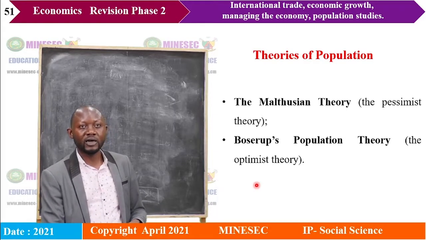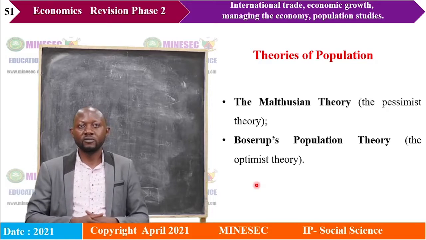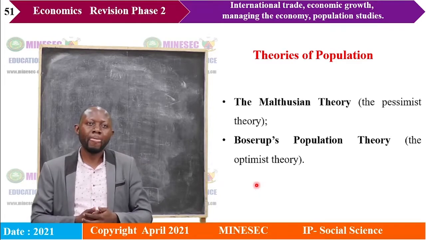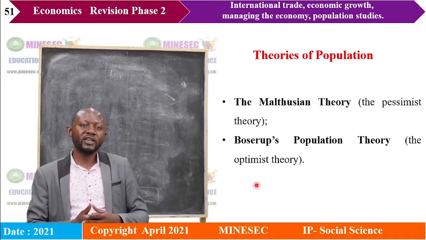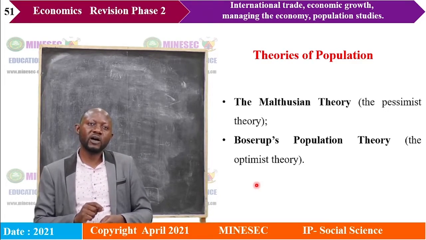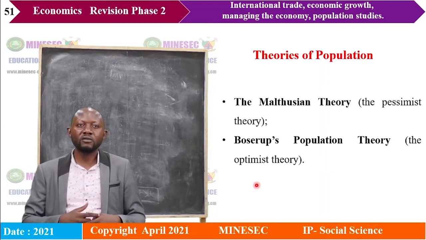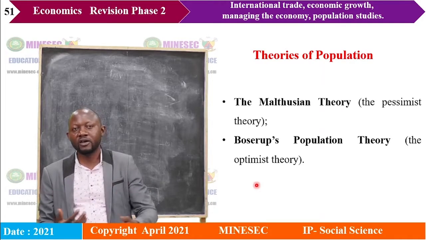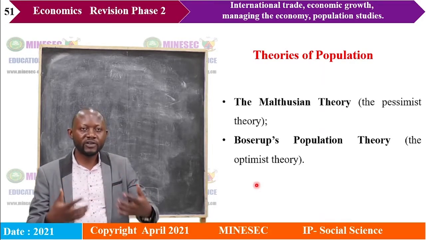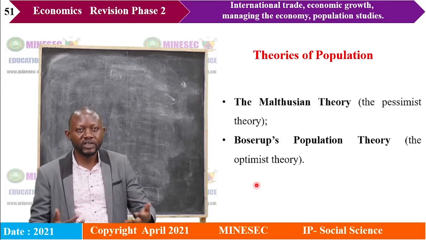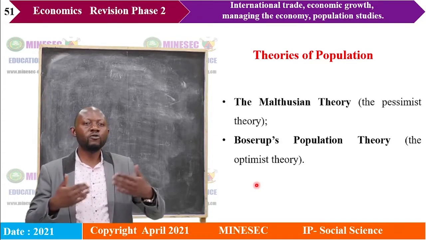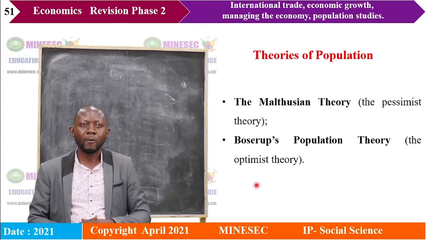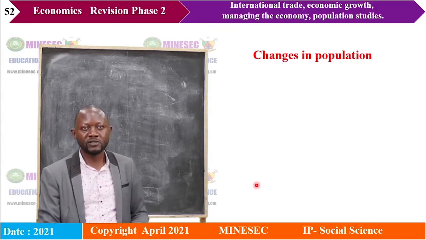We have a counter theory, the Boserup population theory, that's an optimistic one. Boserup, the Danish economist, according to her, population growth is good. An increase in population leads to an increase in primary technology, an increase in labor force, an increase in market size, and more food production is going to be available. So she was optimistic, while Malthus was pessimistic.